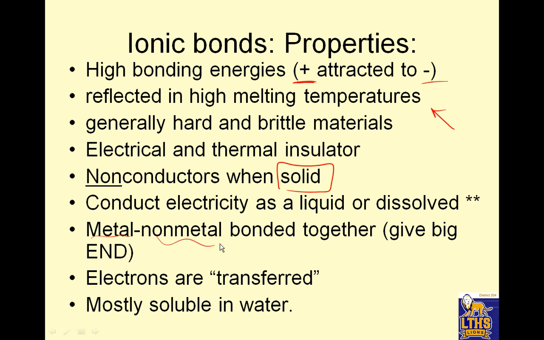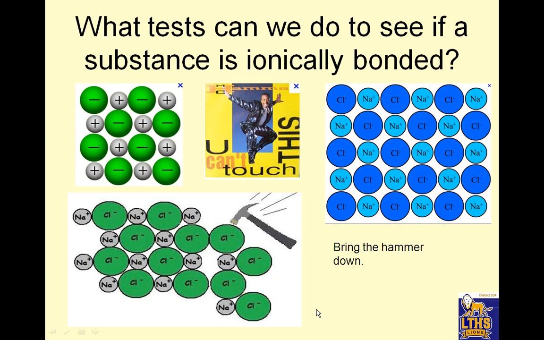What happens? A metal and a non-metal are bonded together, or a positive ion and a negative ion are bonded together. The reason that it happens is because there's a big EN. That doesn't mean there's a big end. It means there's a big electronegativity difference. Electrons are transferred. A lot of ionic compounds do dissolve in water.